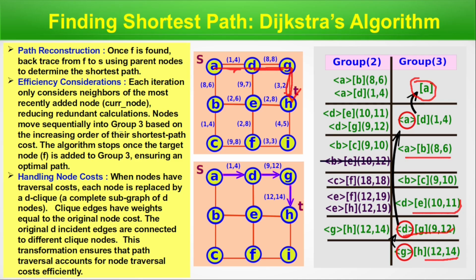Nodes move sequentially into group 3 based on the increasing order of their shortest path. The algorithm stops when the target node is added to group 3, ensuring an optimal path. Handling node cost: when nodes have traversal cost, each node d is replaced by d-click, a complete subgraph of d. Click edges have weights equal to the original node cost. The original d incident edges are connected to different click nodes. This transformation ensures that path traversal accounts for node traversal cost efficiently.